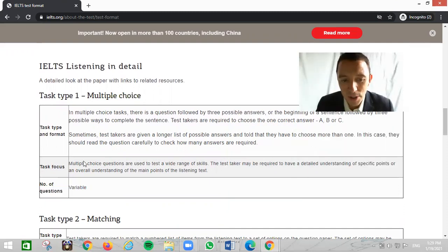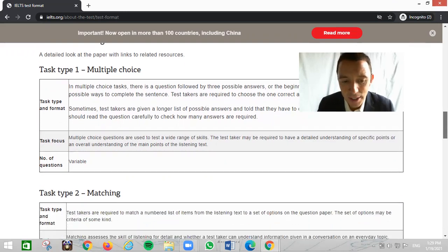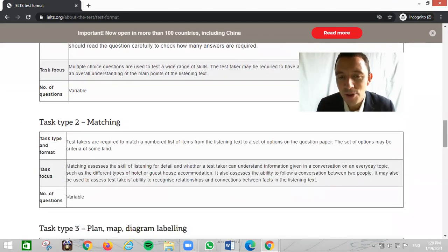Okay, so here's the multiple choice, and they're very normal. Everybody has experience, I think, with multiple choice, but it's difficult because options A, B, and C sometimes are very similar. Matching, so you have to match maybe the sentence with the correct paragraph. Here they say required to match a numbered list of items from the listening test to a set of options. So it's very similar as well to many listening exercises that people have done over the years. Okay, and that's the detail and the focus. So it's a good explanation for the matching.